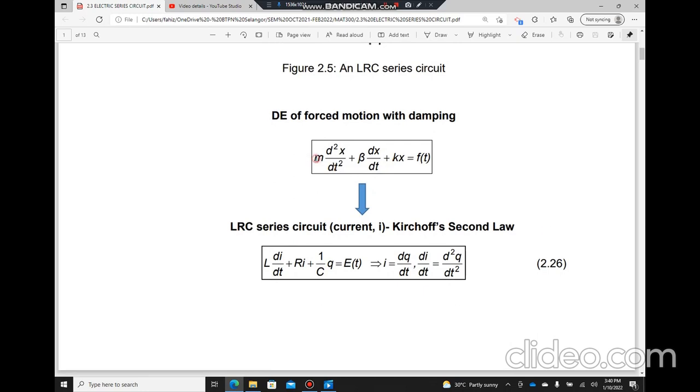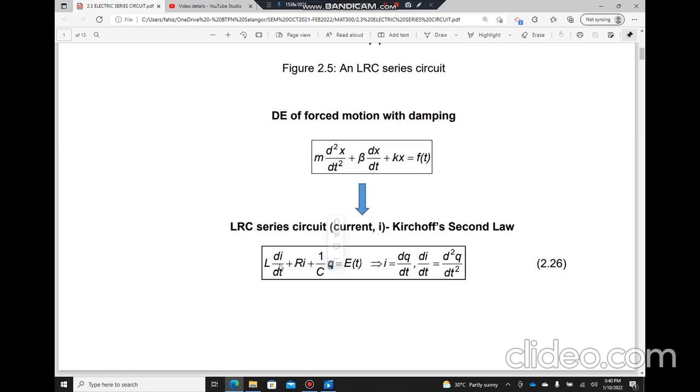So M ni kalau kat sini, kalau sebelum ni kita gunakan mass, kat sini adalah L. L which is inductor, R is resistor, and 1/C, C is capacitor. So kita akan ada satu differential equation which is L di/dt plus Ri plus 1/C Q equals to E(t). So dia sebenarnya samalah dengan equation yang ni, cuma dia lebih spesifik kepada electric circuit. So kat sini I is current and then Q is charge.